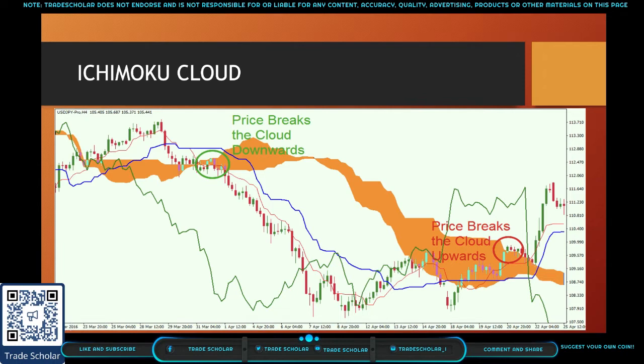So price breaks the cloud downwards. Once it's below the cloud, it's going to continue to go downward. And once price breaks the cloud upwards, it can continue to the upside.